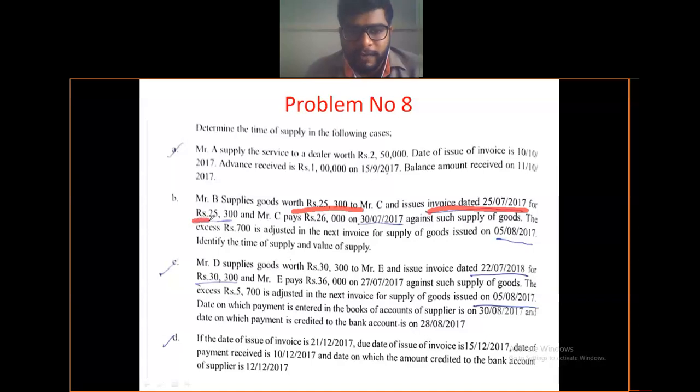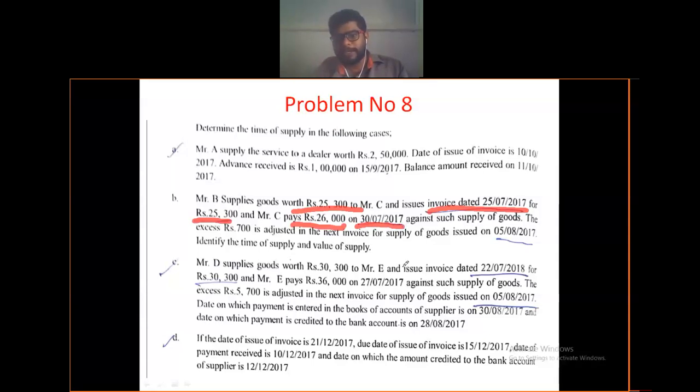See, 25,300 worth of goods is supplied, and invoice is issued for 25,300 only, but Mr. C pays 26,000. Try to understand. For 25,300 worth of goods, Mr. C pays 26,000. That means extra amount paid, isn't it? For 25,300, 26,000 paid. That is the which date?